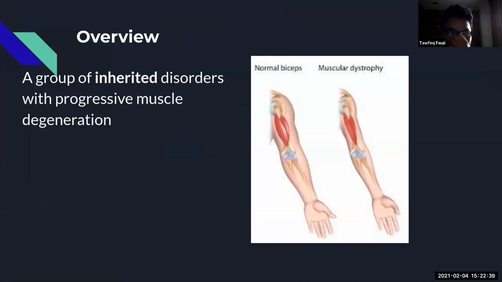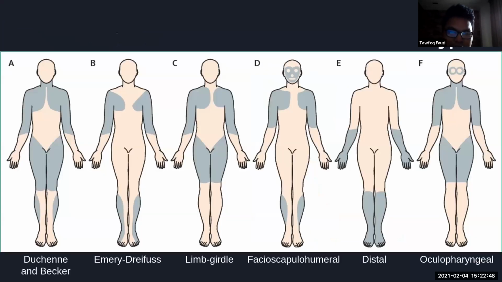Muscular dystrophy is a group of inherited disorders with progressive muscle degeneration. So it's a genetic disorder. These are the types of muscular dystrophy according to the group of muscles that they affect. The most common one is Duchenne, which affects the proximal part of the lower limb and also the proximal part of the upper limb, respiratory muscles, the throat, and so on.